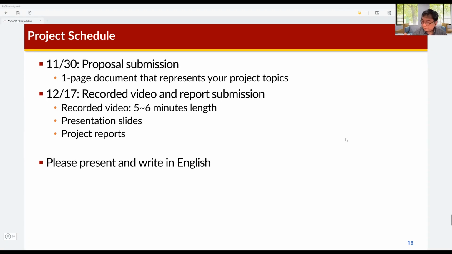Also submit the presentation slides used in the recorded video. So you need to make the presentation slides for this presentation. Also, please submit the project report. Okay, so by December 17th, please submit the recorded video, and then the presentation slides, and then the project report.